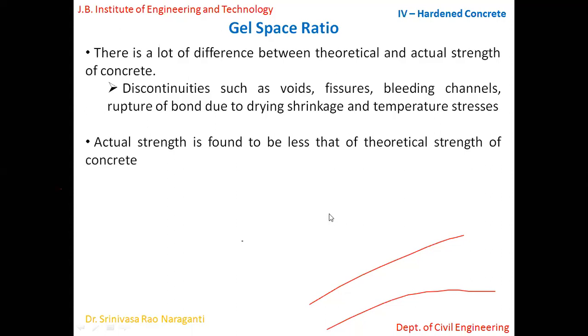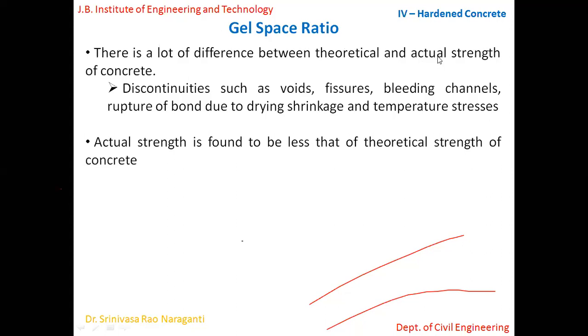Okay, guys. So let's continue our discussion, talking about gel space ratio. Practically, the equation will give you the strength of the concrete, but there is a lot of difference between the theoretical and actual strength of the concrete. By using the equation, the 250 times x cubed, you get some strength, but if I test a concrete specimen for the same water cement ratio and similar weight of concrete, the strength will be different.